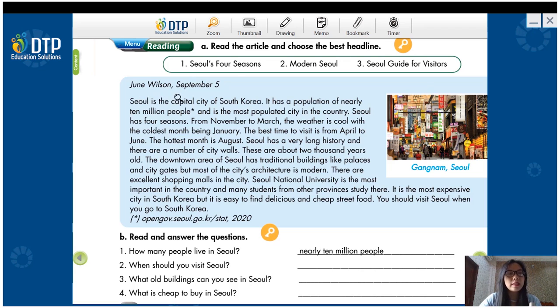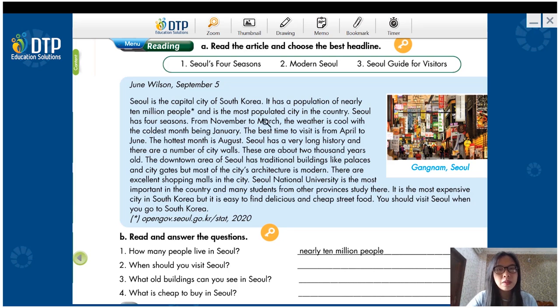June Wilson, September 5th. Seoul is the capital city of South Korea. It has a population of nearly 10 million people and is the most populated city in the country. Seoul has 4 seasons. From November to March, the weather is cool with the coldest month being January. The best time to visit is from April to June. The hottest month is August. Seoul has a very long history and there are a number of city walls. These are about 2,000 years old.